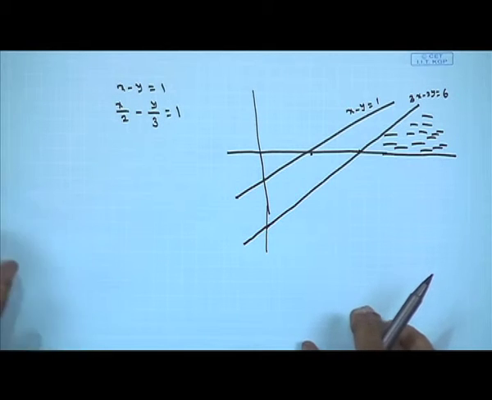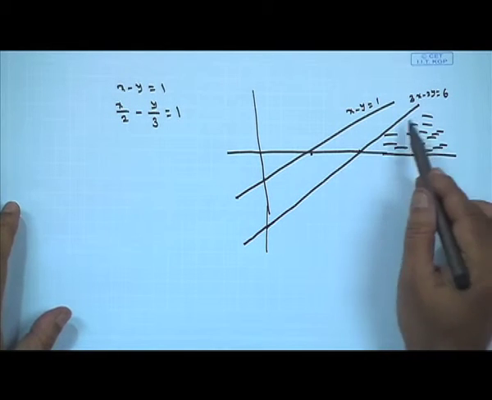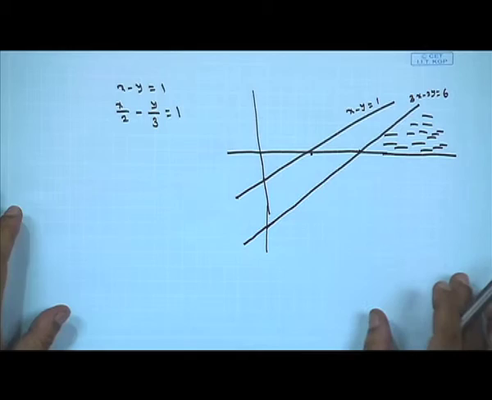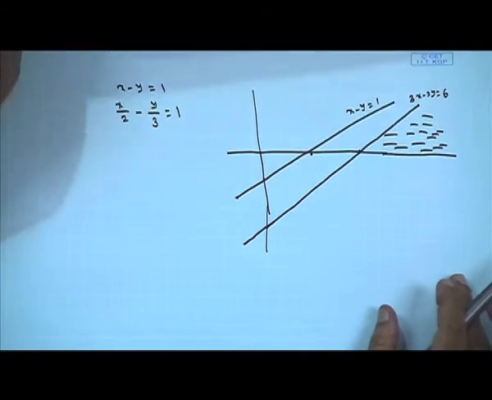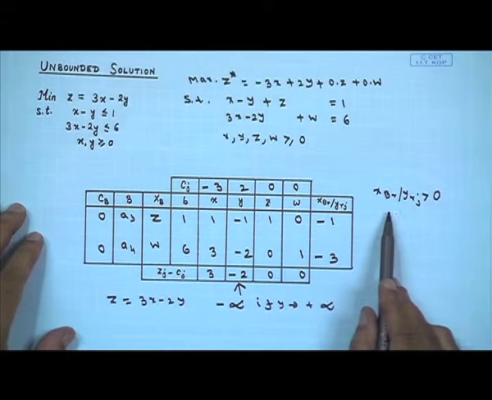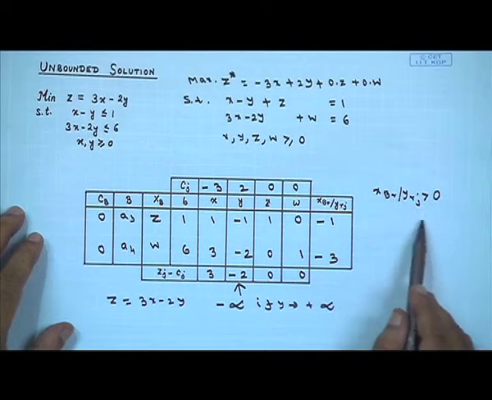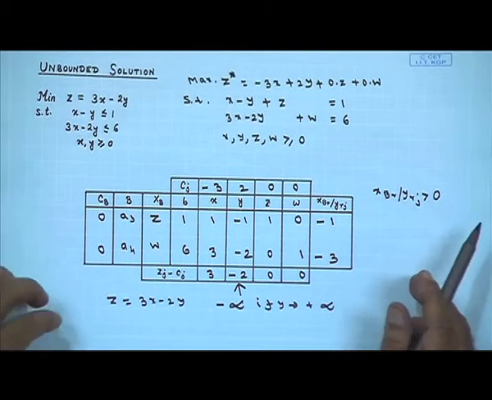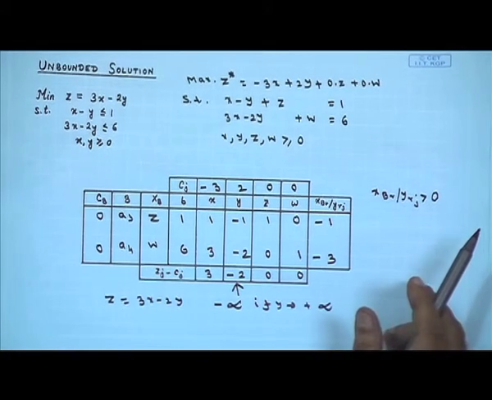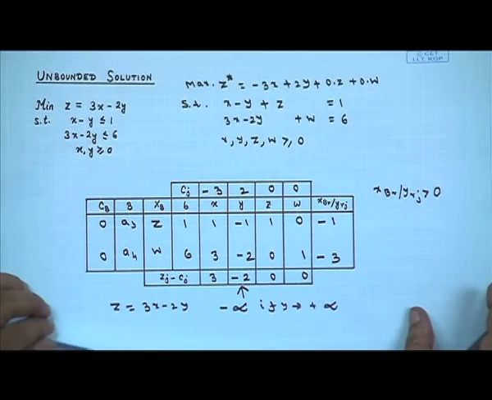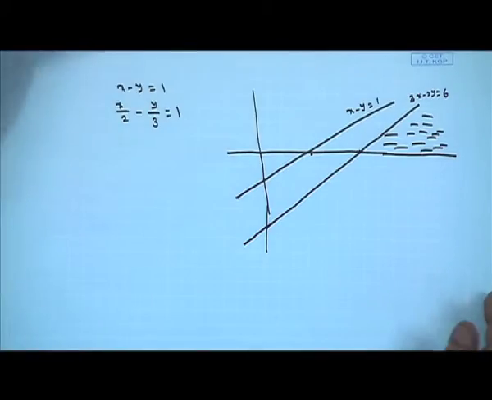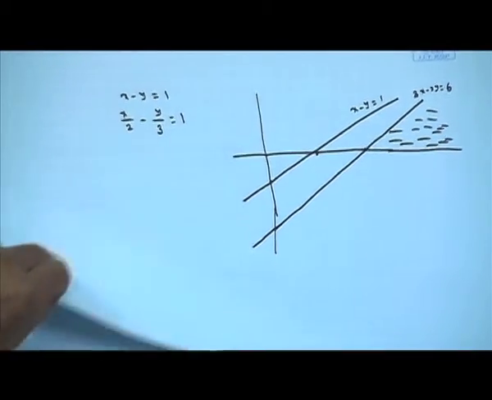Please note this thing: feasible region is not bounded means the solution will be unbounded. Therefore, in the ratio x_Br by y_rj, if it is less than 0, we will always obtain an unbounded solution. So, this we have to remember. Our third point is degeneracy.